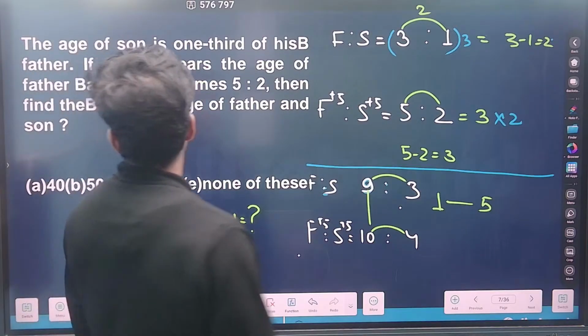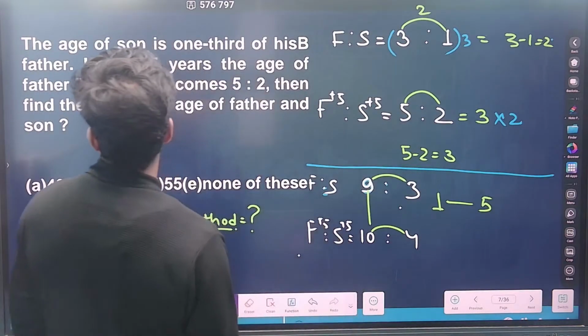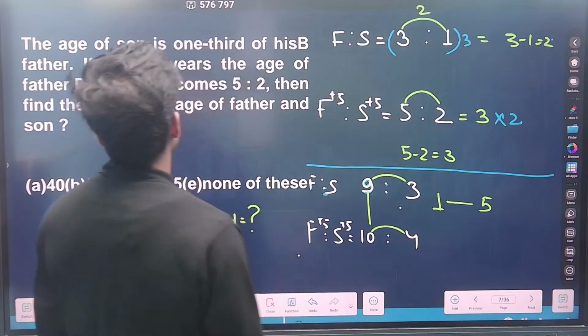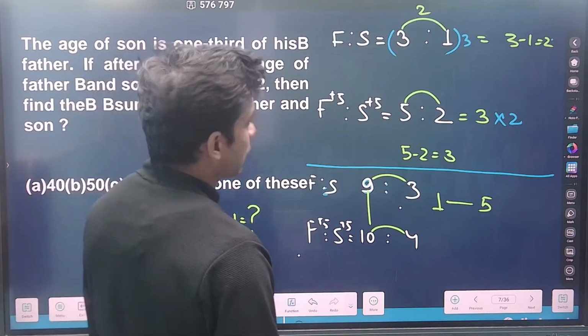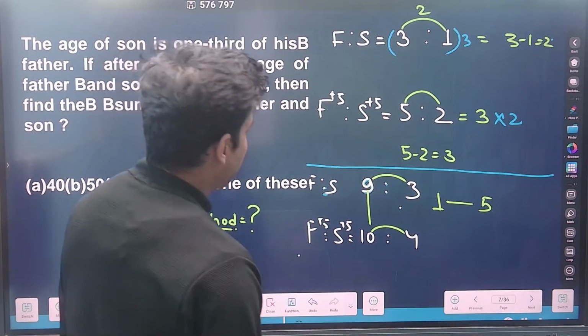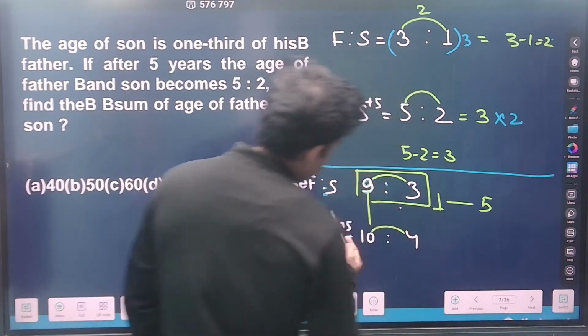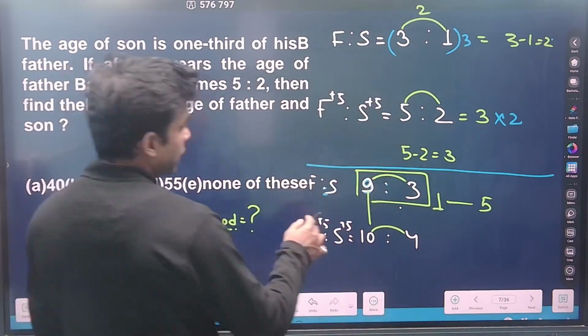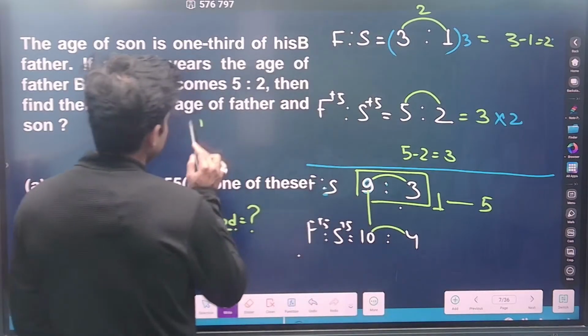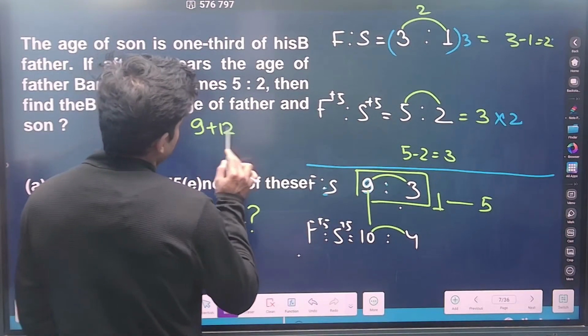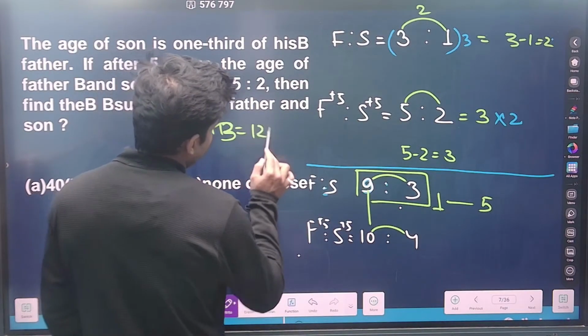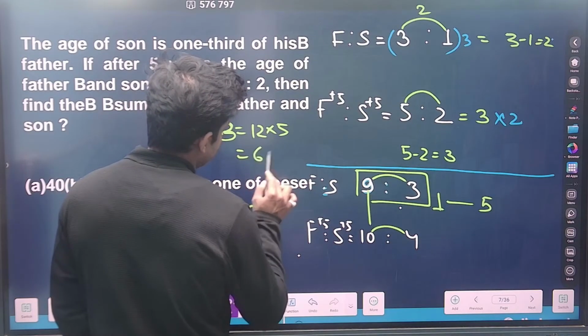They are asking to find the sum of ages of father and son. So what are the ages of father and son? This is the age of father and son, 9 plus 3. They are not asking 5 years hence, they are asking present age. So 9 plus 3 becomes 12, and 12 multiplied by 5, which is 60, is the answer.